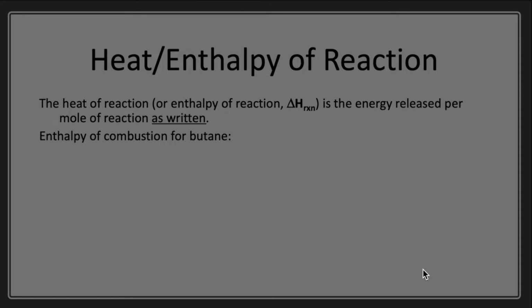So for example, if I'm talking about butane, I can write out this reaction. Notice I have 13 halves O2. So it's like sort of being in the middle of balancing, right? But we do that on purpose because it's the enthalpy of combustion for 1 mole. So I've written it for 1 mole of butane, and my delta H of reaction will be negative 2877 kilojoules.